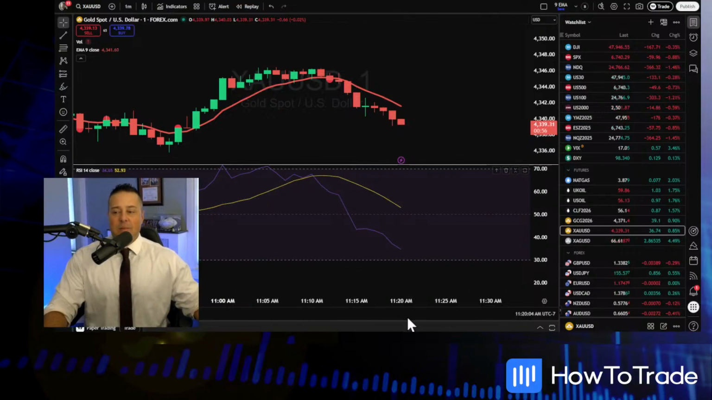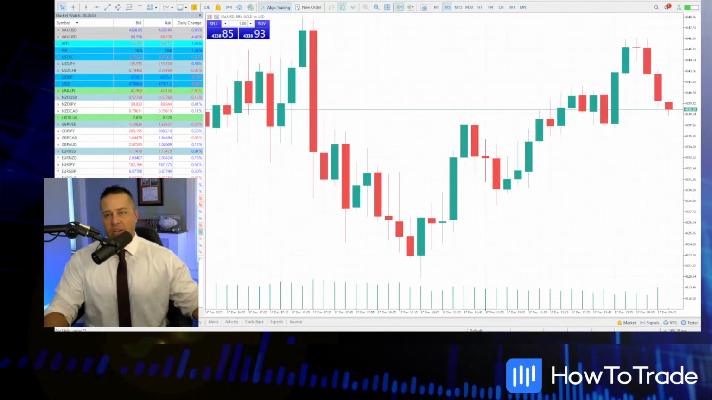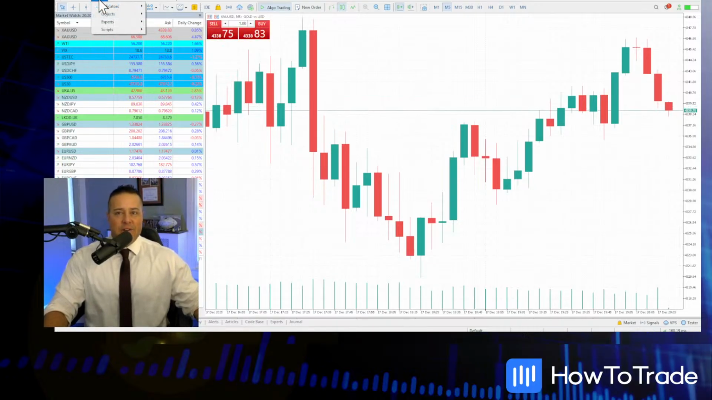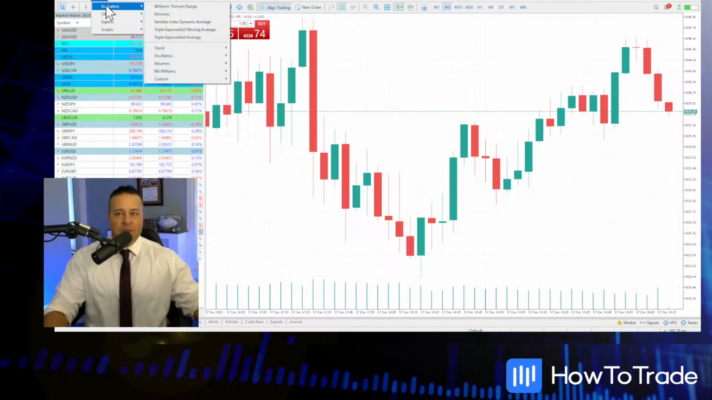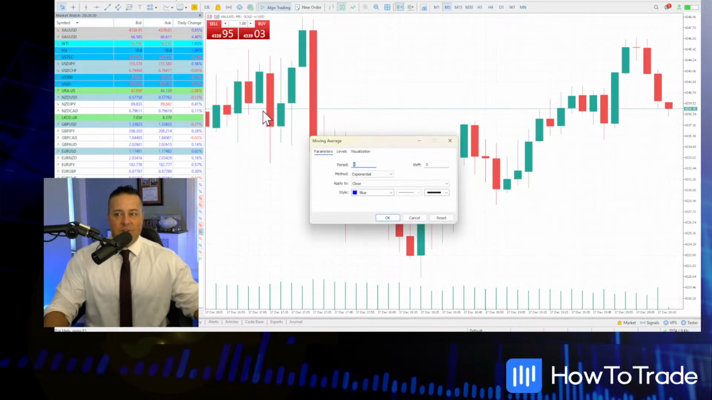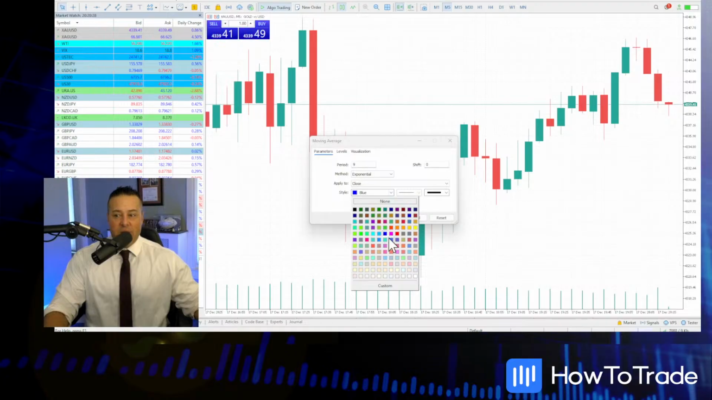All right, in the meantime, let's head on over to your Switch Markets MT5 platform. This is a good look at gold here on the 5-minute chart. In order to add your indicators properly, you go right here to indicators, then insert, then indicators. Then you go down to trend, and you go to moving average. Give that a click. Make sure the period is 9 and your method is exponential, applied to the close. And once again, you can choose whatever color you like.